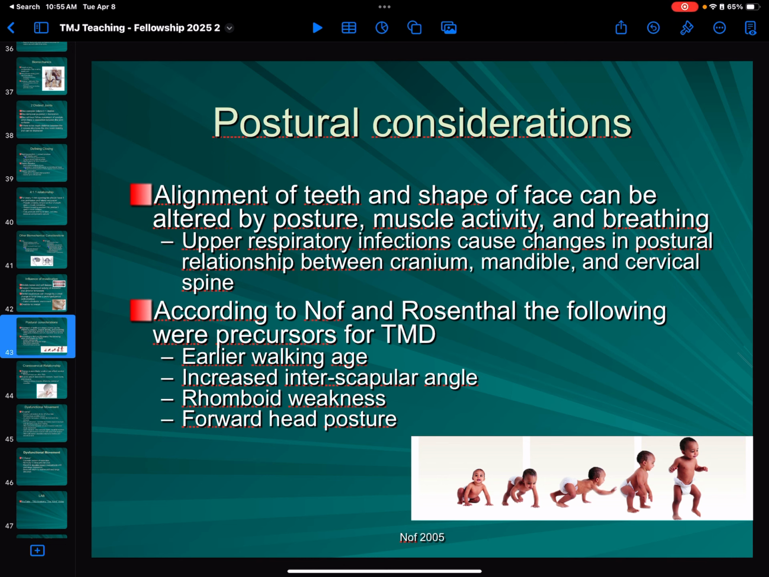So this was, I love this study. This was outside of Rockabado's camp, even precursors for TMD, earlier walking age. Why do you think that's a precursor? Cervical posture.